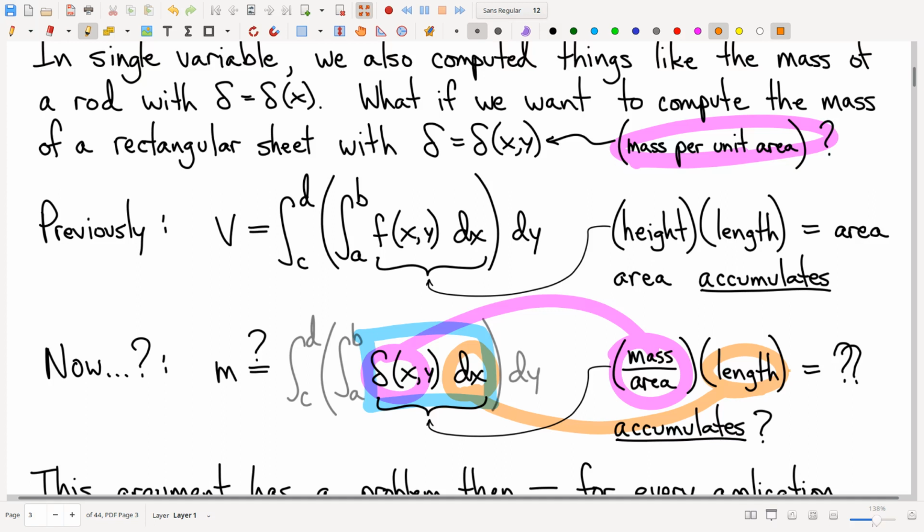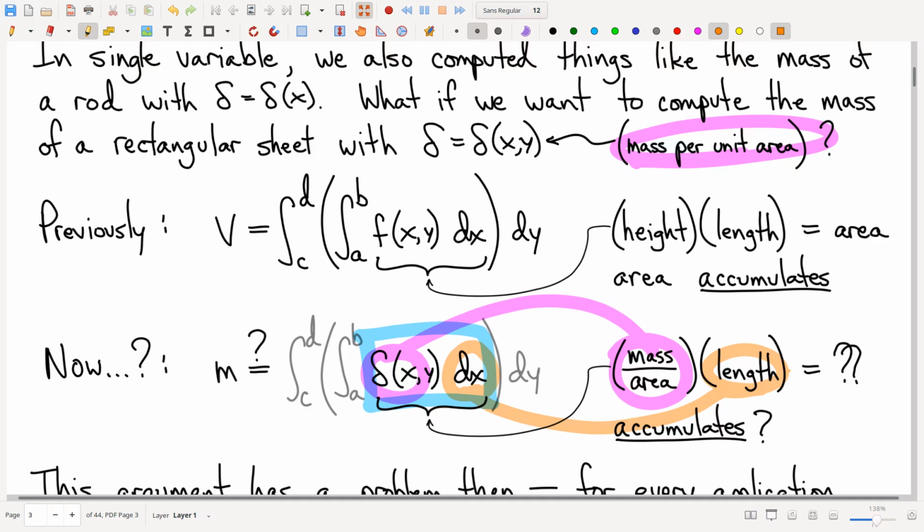That's not right. I don't know what that is. Mass per unit area times area, I understand. But mass per unit area times length, it's not like there's a cancellation. I guess I could say this is mass per unit width, but that's not something I have any previous experience with. Does mass per unit width accumulate like area does? I don't know, because I don't know what mass per unit width is. So we are dead in the water. We just can't proceed with this.